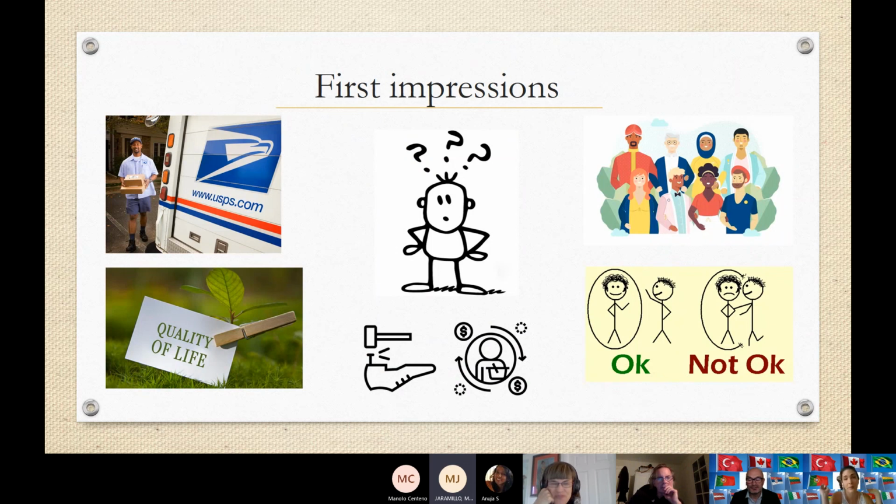When you send something in the post, you don't know if it's going to arrive at the destination. But here it works, and it works properly on time. And you can send things that might be expensive, and they arrive. And so that was a surprise for us. Of course, the quality of life, the accessibility to goods, the diversity.